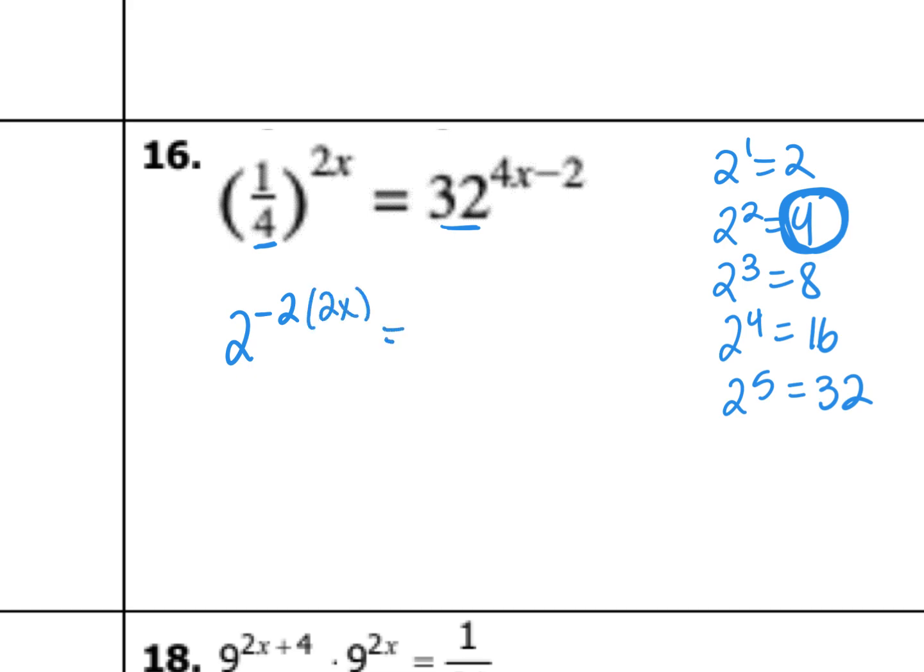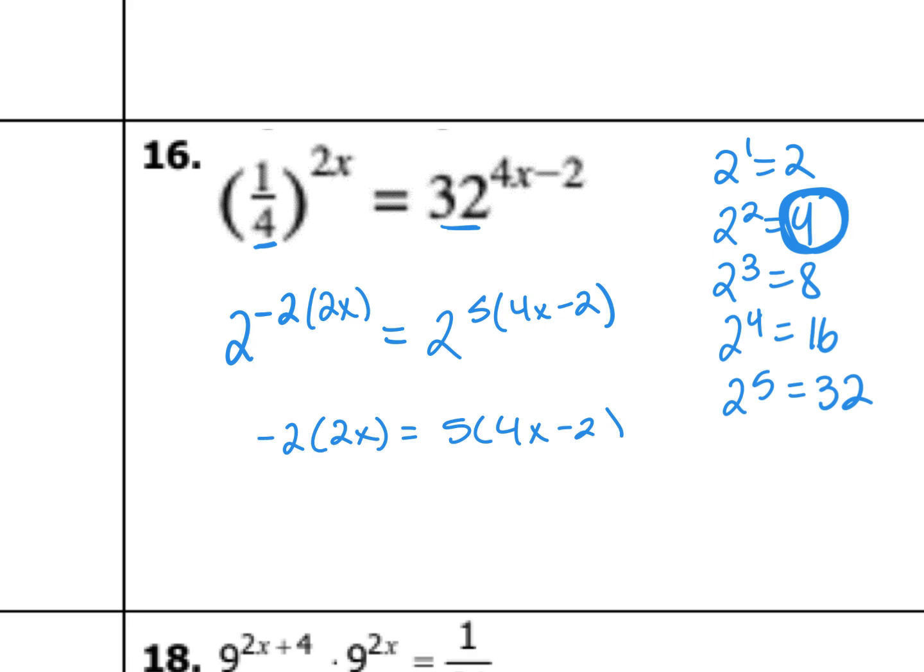Good. Okay, right side. Rewrite the right side. 2 to the left side, parentheses 4x minus 2. Good. And now drop the bases, drop down the exponents and solve them. So negative 2 times 2x equals 5 times 4x minus 2. Solve it. What's the left side going to be?